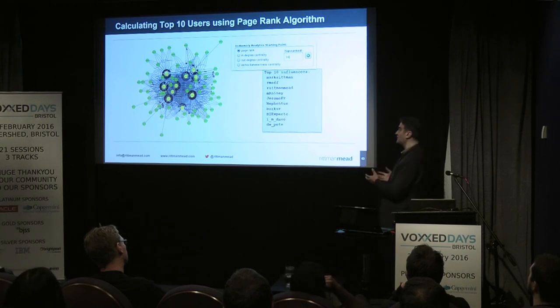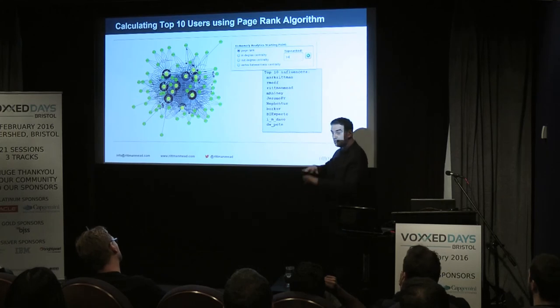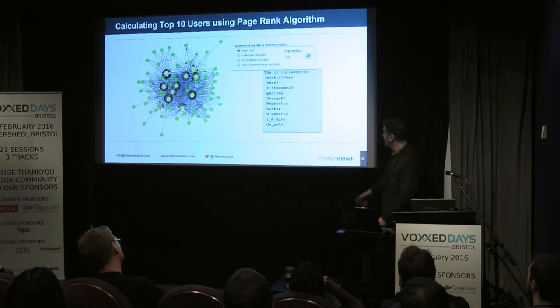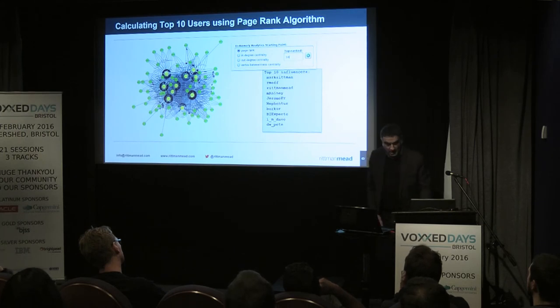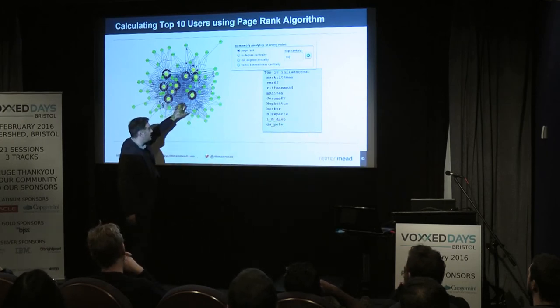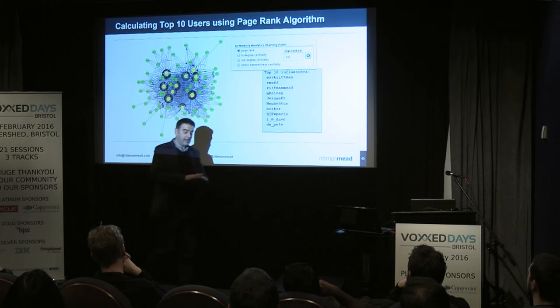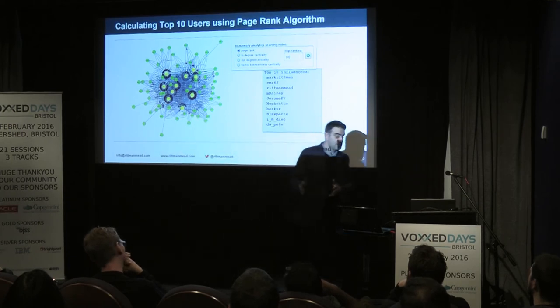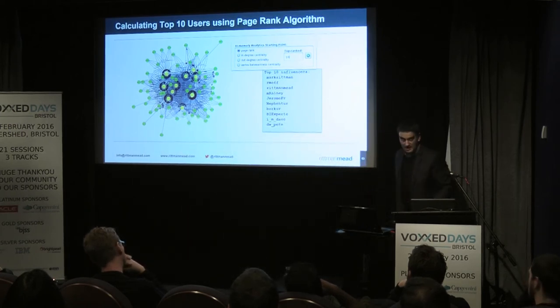So we could work out, for example, that the 10 most influential people in the social network around our business were these people here. We can use PageRank on that. And you can see here, all of these are the individual retweets and tweets. So it's showing it in different ways, just simple counts, but also as a network analysis like this.